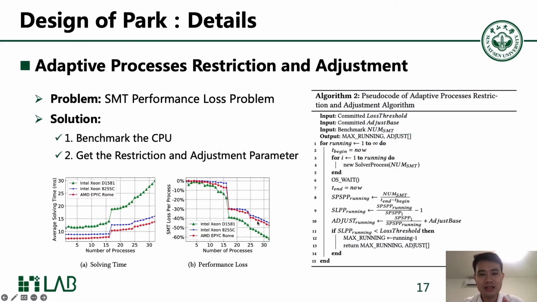And the adaptive process restriction and adjustment is going to solve the SMT performance loss problem. As you can see in the left figure, when we run more processes at the same time, the solving time for the same SMT is longer. So we need to benchmark the CPU first, and then we will get the parameters of restriction and adjustment.